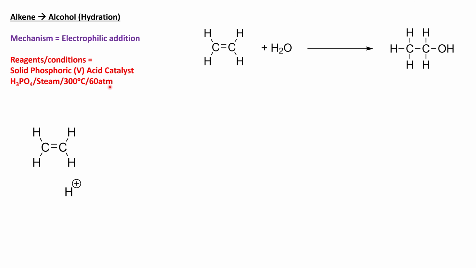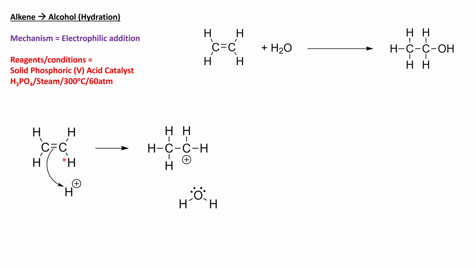Let's have a look now at our mechanism for how this reaction functions. The solid phosphoric acid catalyst is a source of H+ ions, hydrogen ions. And the hydrogen ion here is our electrophile that's going to be added to the double bond. So the bond is going to hinge open and attack our hydrogen ion. This will result in a carbocation intermediate, as we've shown before.